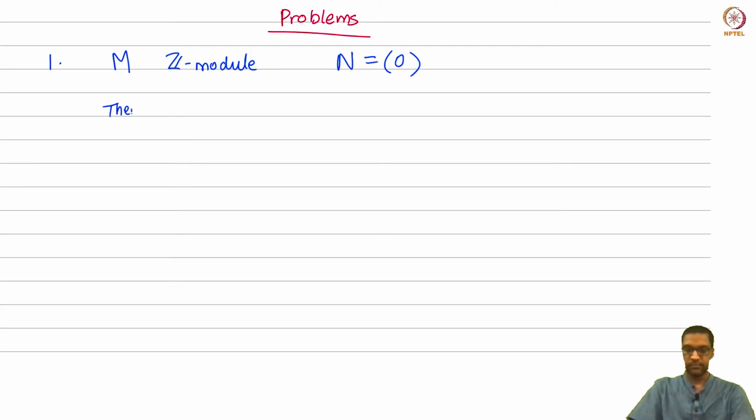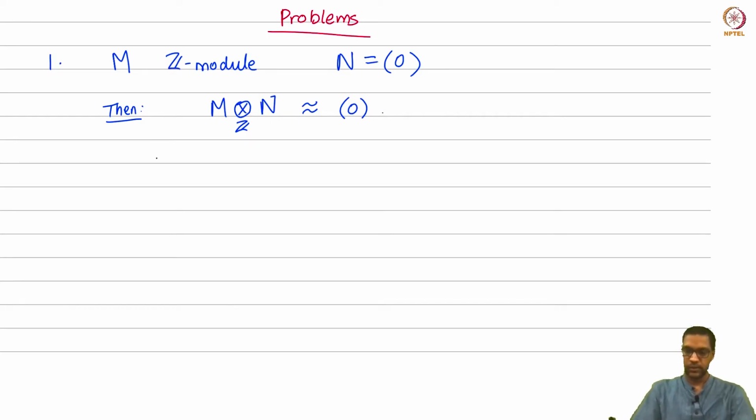Then the claim is that if I take the tensor product of M with N, then this is also just the trivial group. Okay, so I claim that this is also just isomorphic to the trivial group. Okay, so let's prove this. We just need to show that this tensor product has only one element.